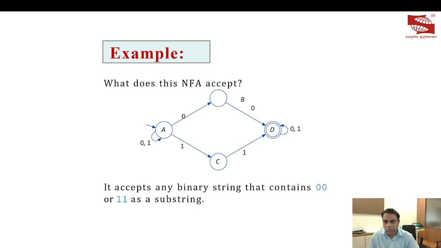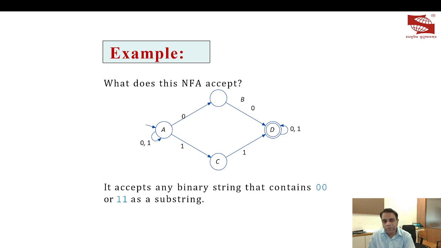We cannot determine the next state because the input symbols are 0 and 1, and for each input symbol they are reaching more than one state. So we cannot determine what the next state will be by taking an input symbol. So this is an example of the non-deterministic finite automata. And D will be the final state, and we can represent the final state using the double circle.